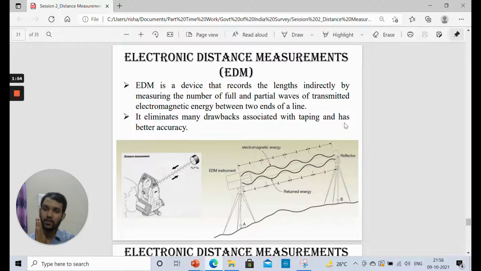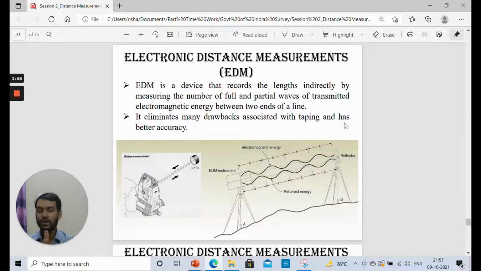From the total wavelength, as I have already told you, at the station itself we have the EDM mounted, and at the other station to which we need to record the distance, our reflector is there. The waves are transmitted from the EDM and reach the reflector, and from the reflector they are transmitted back and received as a signal by the EDM device. Based on the phase difference and the total distance traversed, because the wavelength of each phase is known to us for the wave being used.